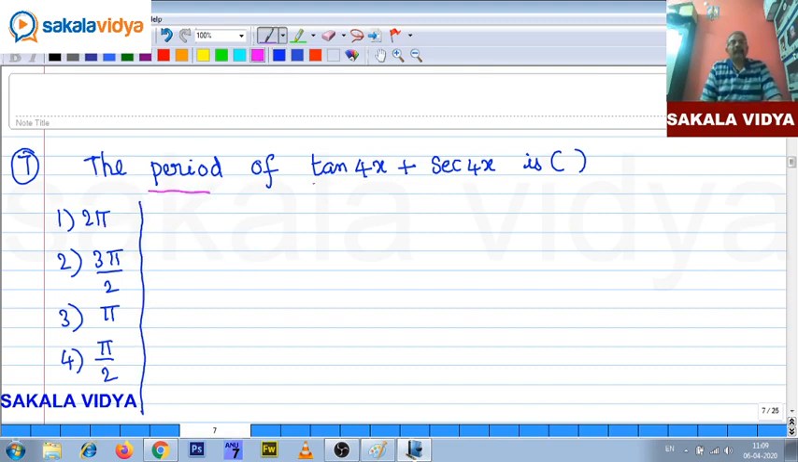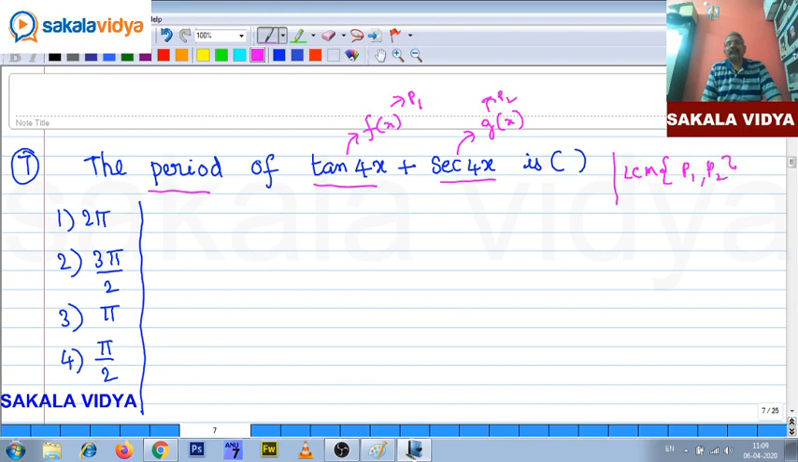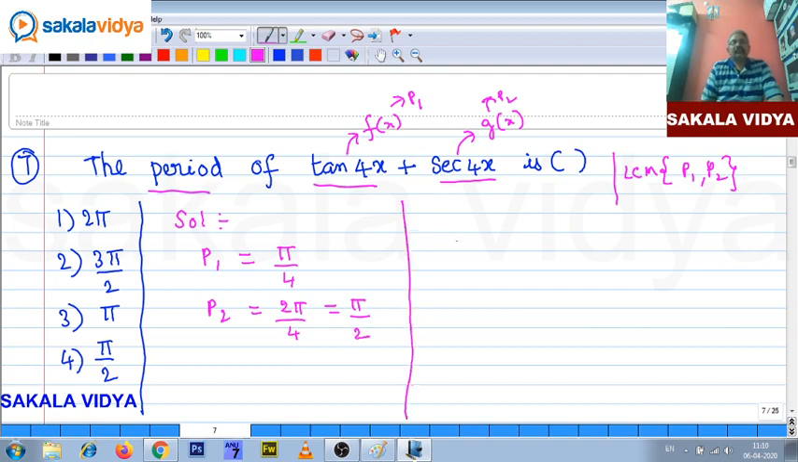Period of tan 4x plus secant 4x. So this is the f of x function. Now we need to find the LCM of P1 comma P2. This is our plan. P1 is the period of tan 4x, that is pi by 4. P2 is the period of secant 4x, that is 2 pi by 4, that is pi by 2, that is 90 degrees. Now, this is say f of x.